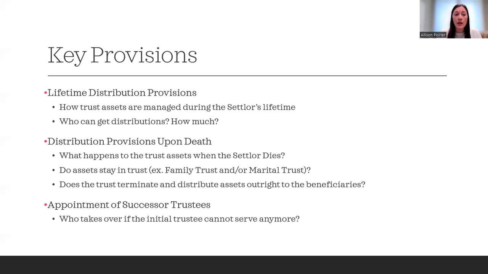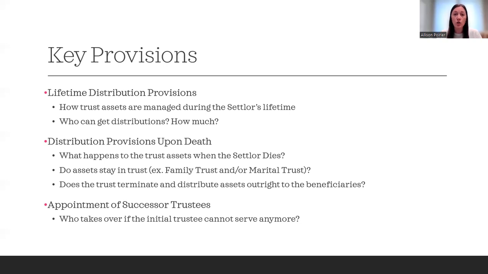The next most important section is going to be the distribution provisions upon the death of the settlor. So once the settlor passes away, does the trust terminate, maybe, and all the assets pass outright to the spouse or pass outright to the children? That's all going to be spelled out in those distribution provisions upon the settlor's death. It's not uncommon, too, for the trust not to terminate, for the trust to continue on and say that, yes, my spouse or my kids are still the beneficiaries of my trust, so I still want them to have the trust assets, but maybe they're going to be retained in trust. So that trust is going to continue on.